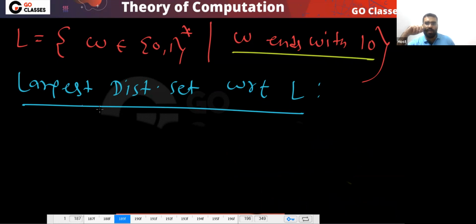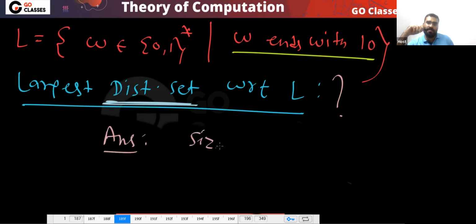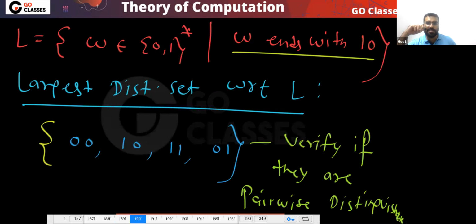Largest distinguishable set that you can create. So the answer is what? Tell me. The answer is size 3. The largest set that you can create will have size 3.